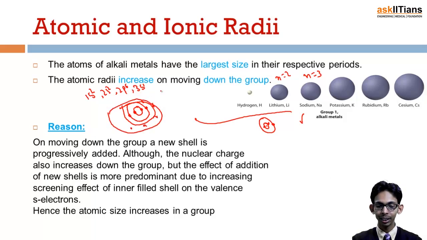So what is happening is that first of all the size is increasing because of increasing shells, and the internal electrons are repelling the outer electrons. That means we can say that they are shielding the outermost shell from the nuclear force. That's why the effect of increased nuclear force is not so much, first because of increase in size, and second because of the shielding effect of inner orbital electrons. So down the group, size increases due to increasing number of shells.